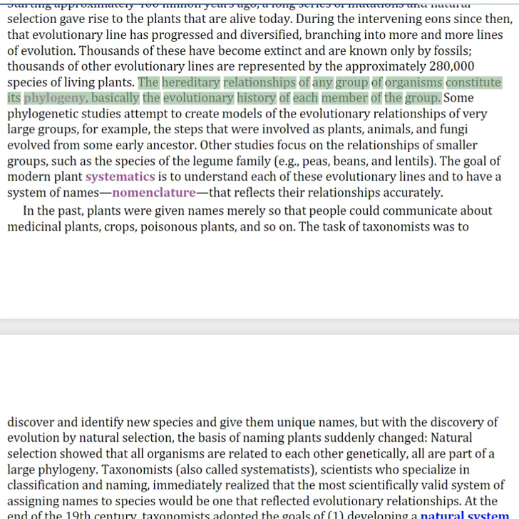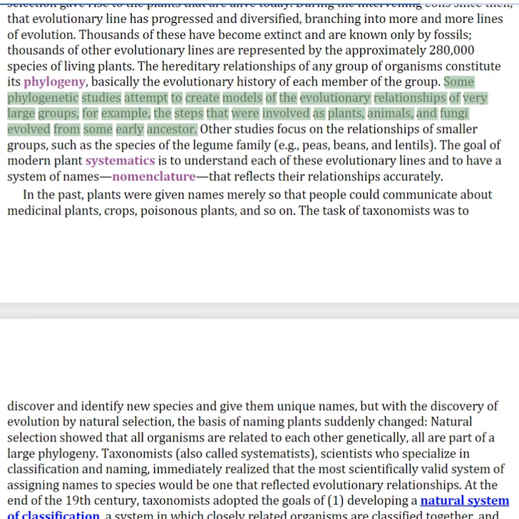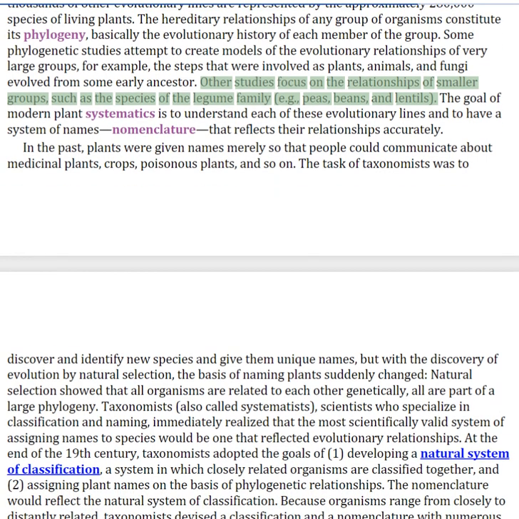The hereditary relationships of any group of organisms constitute its phylogeny, basically the evolutionary history of each member of the group. Some phylogenetic studies attempt to create models of the evolutionary relationships of very large groups. For example, the steps that were involved as plants, animals, and fungi evolved from some early ancestor. Other studies focus on the relationships of smaller groups, such as the species of the legume family.